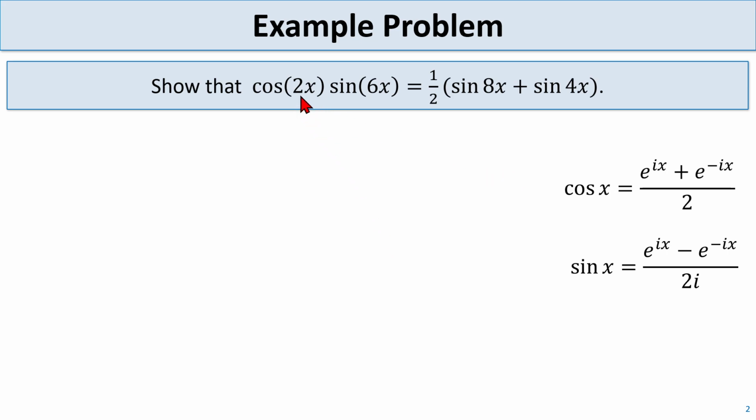So to establish this relationship, we are going to use our formulas for cosine of x and sine of x. However, the first term isn't just cosine of x, it's cosine of 2x. So really, what I need to do is replace this x and each of the x's on the right-hand side with just 2x. That's how this formula works. Same goes with the sine of x. We didn't have sine of x, we had sine of 6x. So we're just going to take each of these x's and replace it with 6x.